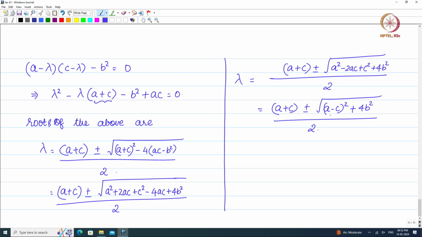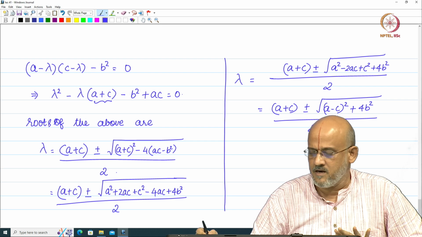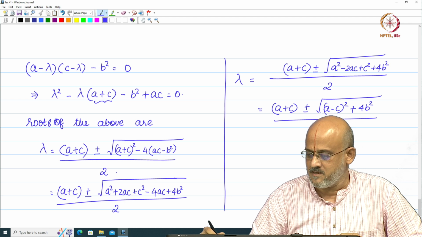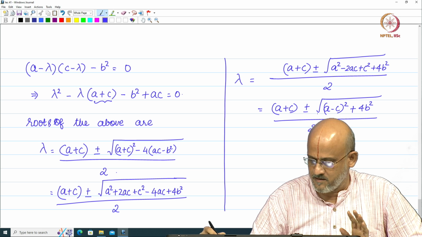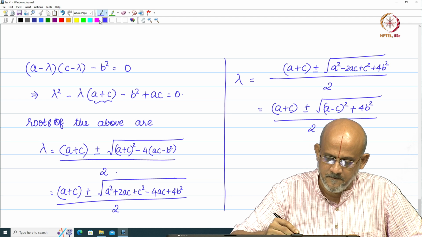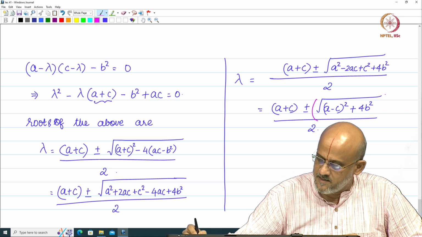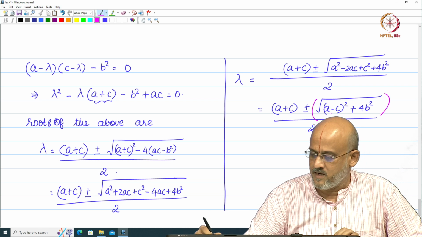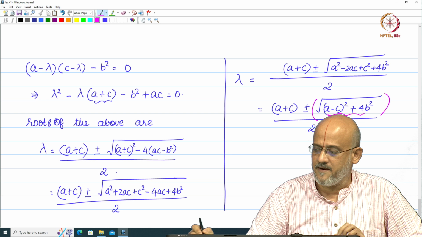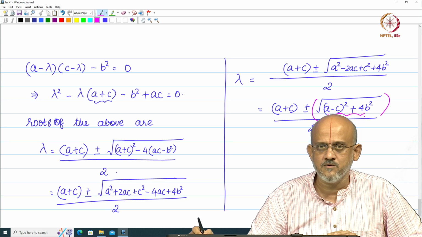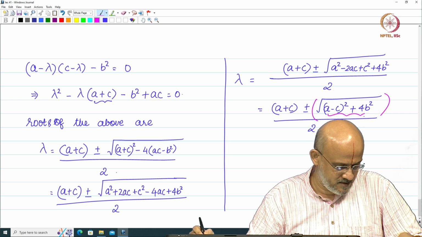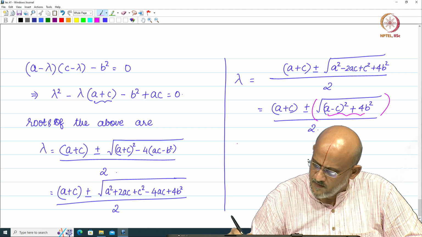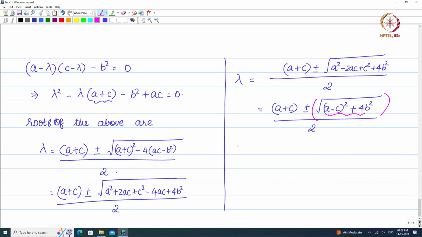Now, if you look at the term under the square root, this is basically a sum of squares, which will either be 0 or a positive number. That means whatever is inside the root is going to be a positive number or 0. So, let us look at both the cases. Basically, a non negative quantity is what we have.